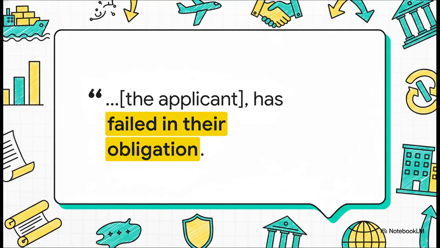Check this out. This is a direct quote from one of these bank guarantees. I know, it sounds super dense and legalistic, but that little phrase, "failed in their obligation," is like a magic word. It's the trigger. If one side can prove to the other's bank that this happened, the bank has to pay the guarantee. No questions asked.